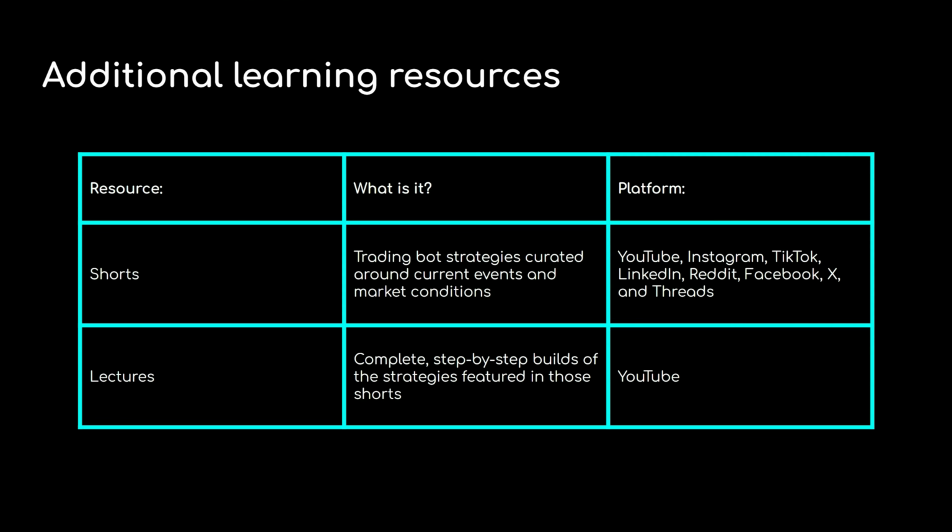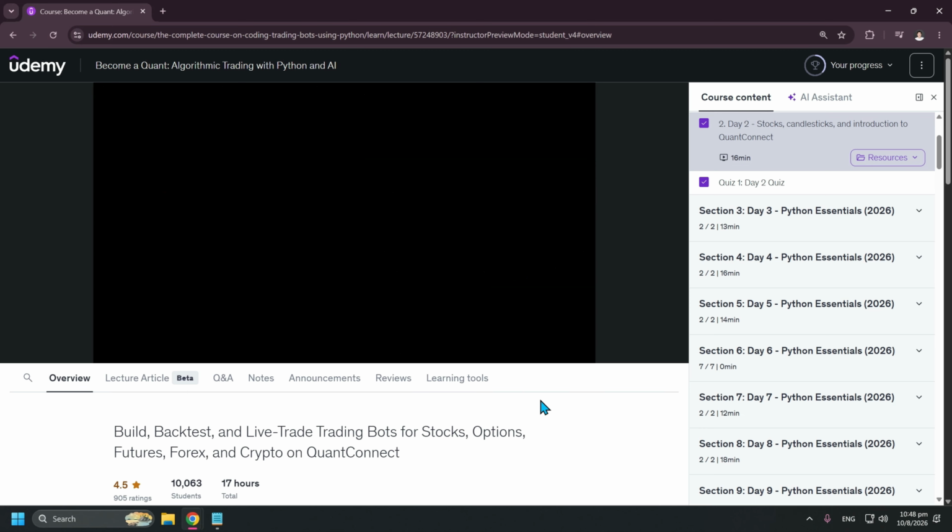There are 2 additional learning resources that can complement your learning in this course. The first are shorts on trading bot strategies curated around current events and market conditions. You can find them on our profile in these social media platforms. The second are complete lectures on how those trading bots are made. You can find them on our YouTube channel. Let me show you how you can find our social media profiles.